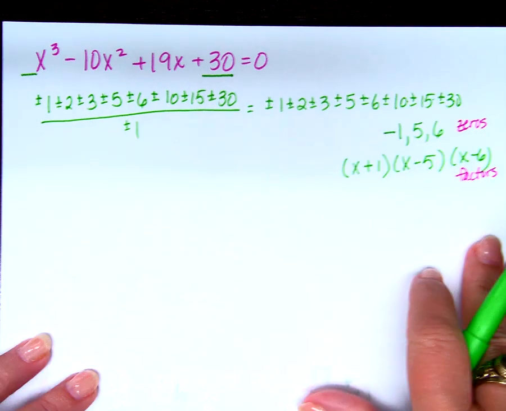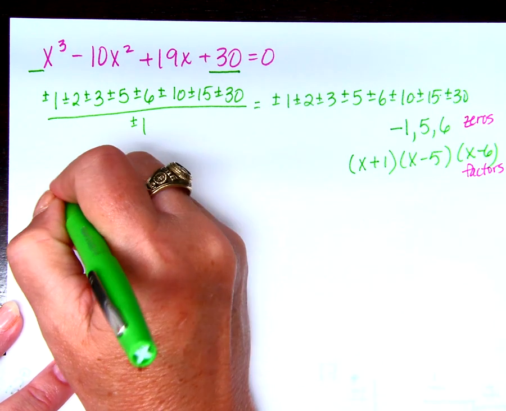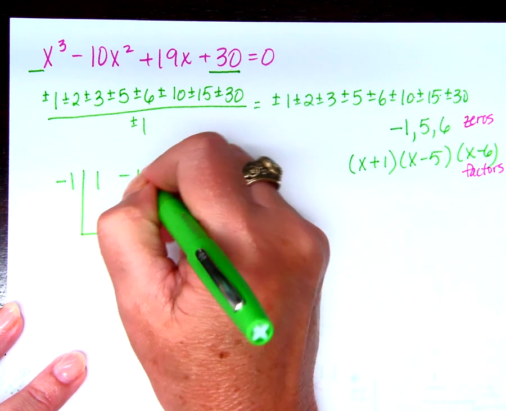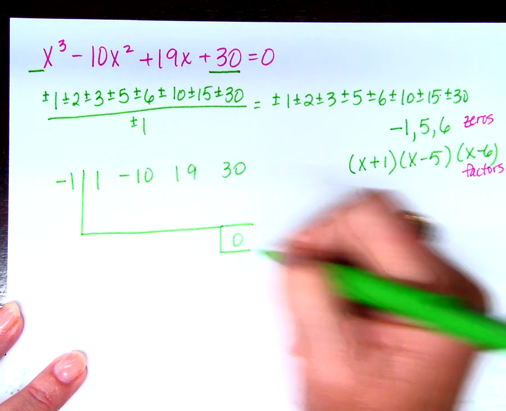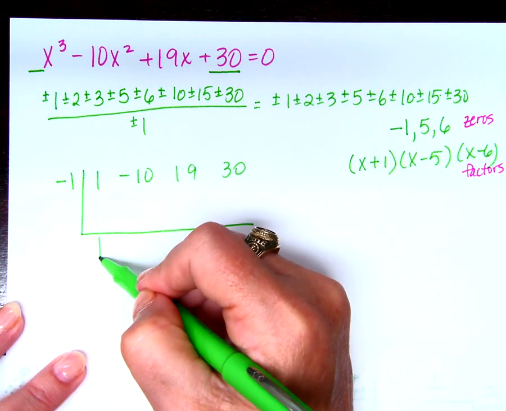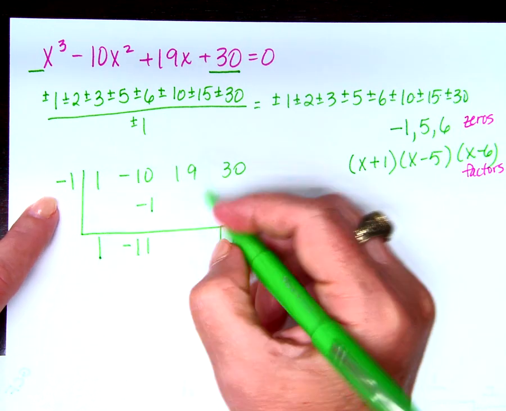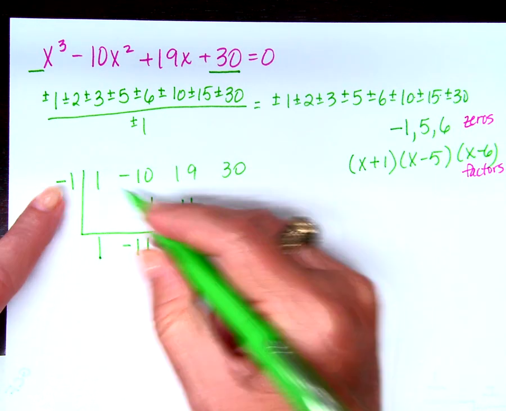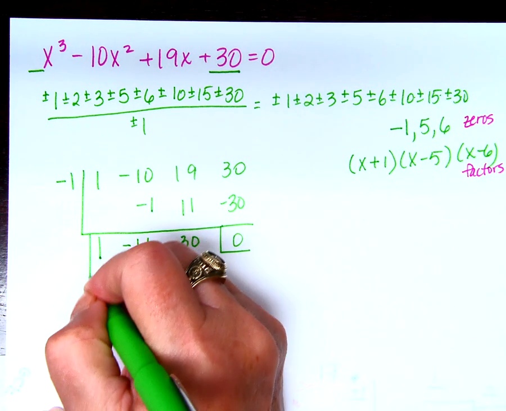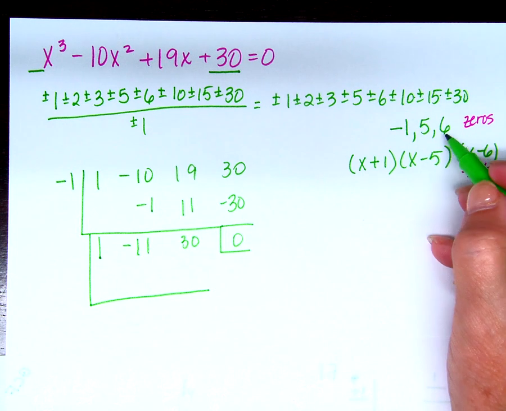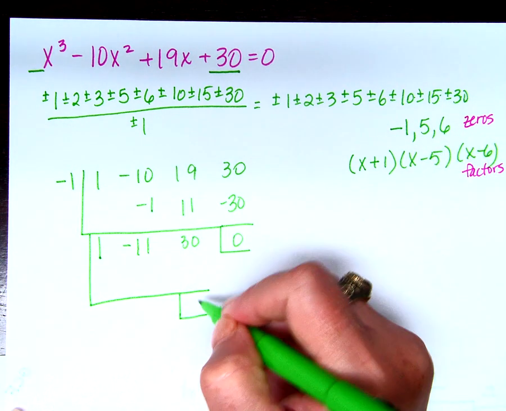So what am I going to do with my zeros now? Synthetic division. 1, negative 10, 19, and 30. So 1, multiply, add, multiply, add, multiply, add. Do you want to do 5 or 6 next? Does it matter? No, it does not, right? Because they should all be zeros right here.